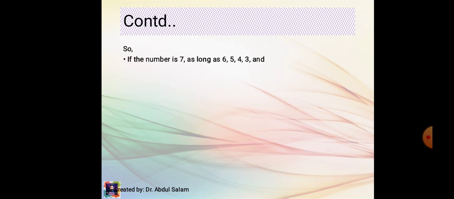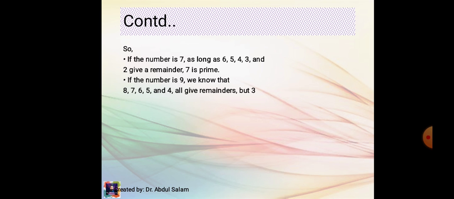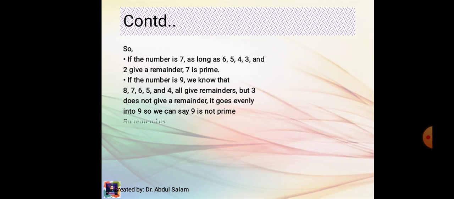So if the number is 7, as long as 6, 5, 4, 3 and 2 give a remainder, 7 is prime. If the number is 9, we know that 8, 7, 6, 5 and 4 all give remainders, but 3 does not give a remainder. It goes evenly into 9, so we can say 9 is not a prime number. So remember, if the number is 7, as long as 6, 5, 4, 3 and 2 give a remainder, 7 is prime.